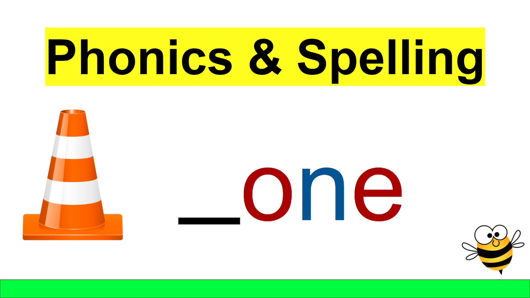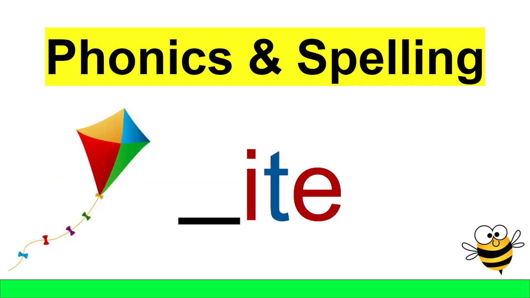Well, I wonder if you could help me spell this. We have a cone there. Cone. Would that K sound be a C or a K? It comes before an O. Do you remember which one comes before the O? You're right. C comes before A, O, and U. C-O-N-E spells cone.